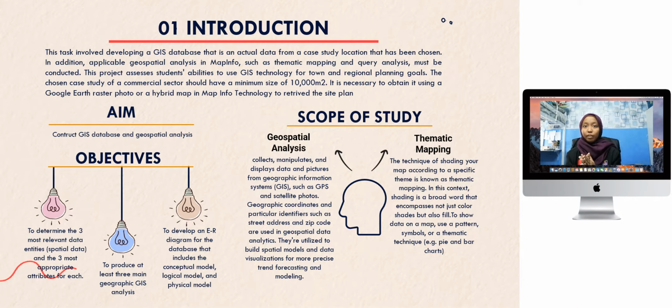And for the objectives, I have three: first, to determine the three most relevant data entities; secondly, to produce three main GIS analyses; and the third one is to develop an ER diagram. For this case study, I have classified two most essential scopes of study, which are geospatial analysis and thematic mapping. In short, geospatial analysis is to collect, manipulate and display data and pictures from a geographic information system, known as GIS, and thematic mapping is a technique of shading maps according to a specific theme.